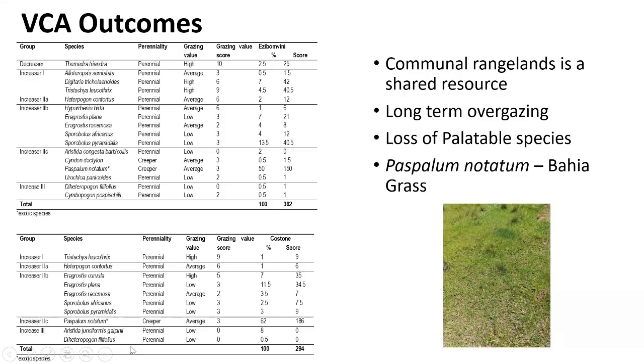But in these communities, there's a loss of palatable species, but also there's a dominance of an exotic grass, Paspalum notatum, which covers the landscape in large swathes. It often forms really strong, tight mats on the ground, which is good for soil erosion and for containing soil, but really bad for allowing any other grass species to come and infiltrate.